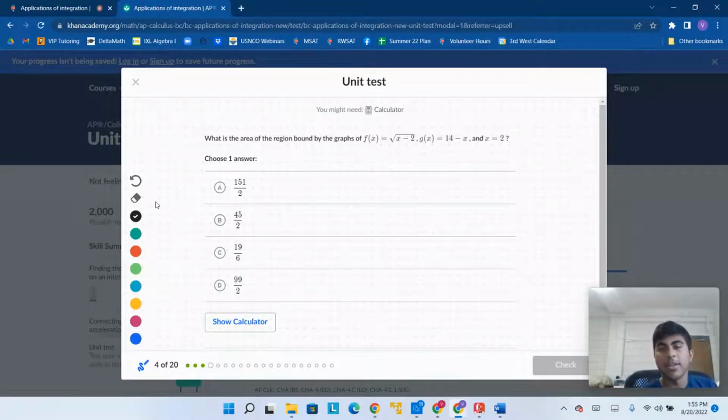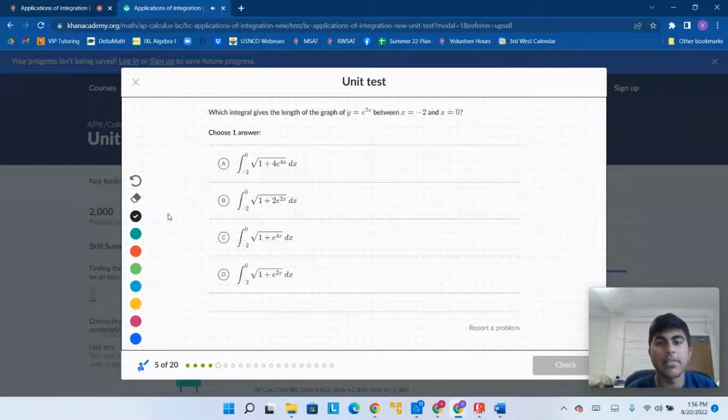Right, if you plug in x equals 11, then f of x and g of x intersect. So essentially, you're having an integral from 2 to 11. That is the area of the region bound by the graph. So the absolute value of f of x minus g of x, which is going to be, so f of x is square root of x minus 2, and then you're subtracting that by 14 minus x, and that's going to give you, at the end, 49.5, or 99 over 2. 99 over 2 is our answer, and we can keep going.